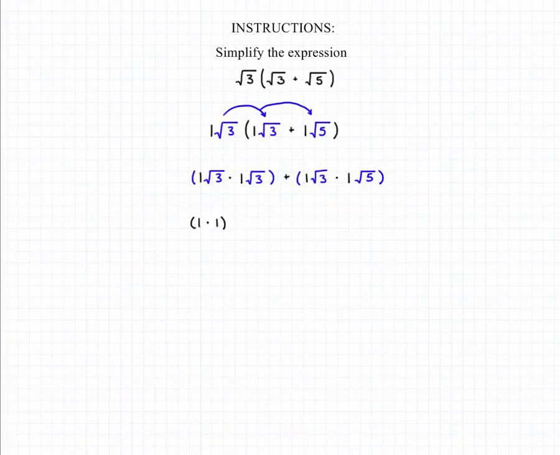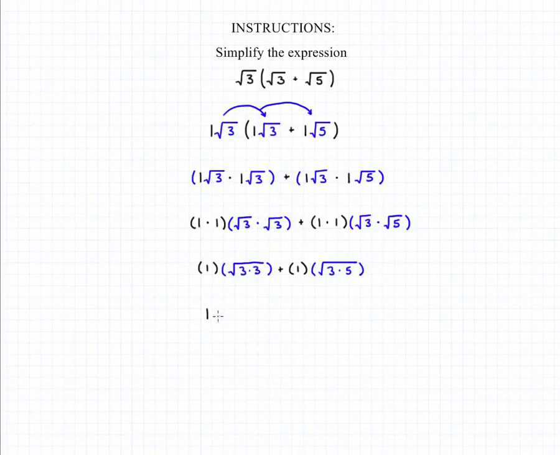So this is going to be the same thing as 1 times 1 multiplied by the square root of 3 times the square root of 3 plus 1 times 1, the coefficients, multiplied by the square root of 3 times the square root of 5. This is going to give us 1 times the square root of 3 times 3. To that we're going to add 1 times the square root of 3 times 5.